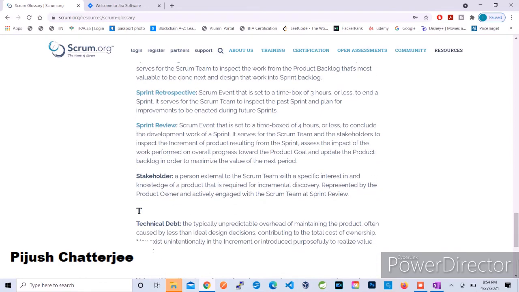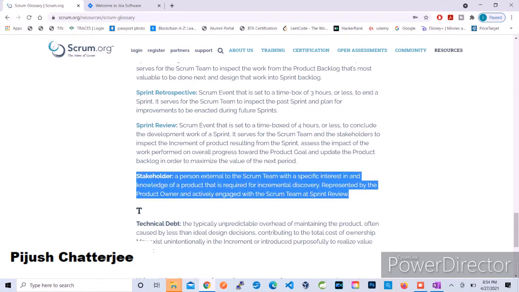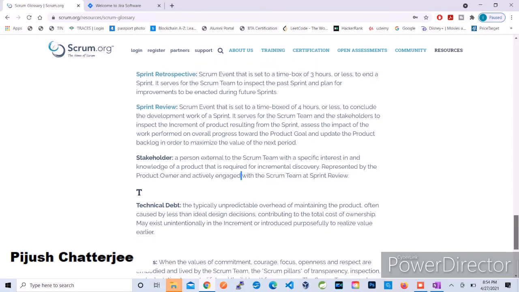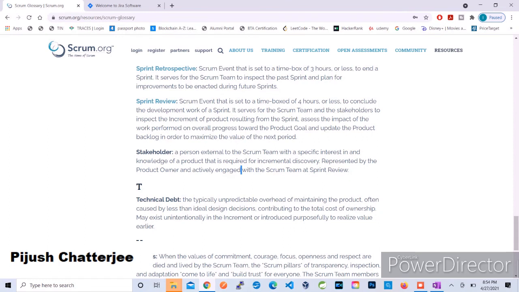Stakeholders are any persons who have an interest in the product. It can be senior management, it can be a user of the product, it can be an external architect who is deciding on the architecture of the product. So anybody who has a direct or indirect relation to the product is a stakeholder.